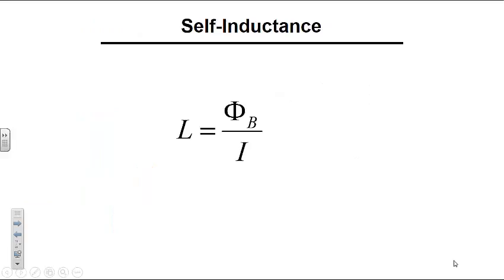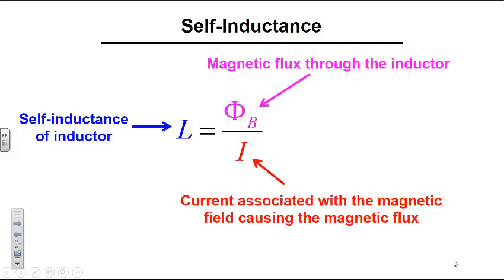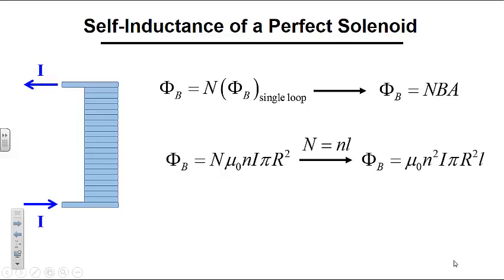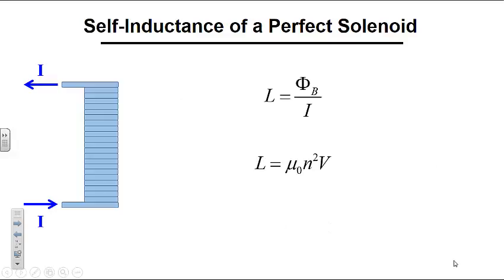This is an equivalent expression for the self-inductance of an inductor. It depends upon the magnetic flux through the inductor and the current associated with the magnetic field that causes that magnetic flux. For the solenoid, the magnetic flux is the product of the number of loops in the solenoid and the magnetic flux through each loop. We can rewrite this expression using the definition of the density of loops in the solenoid. Finally, we can rewrite the result in terms of the volume of the solenoid. We can then use this result to determine the self-inductance. As expected, we arrive at the same solution we obtained before.